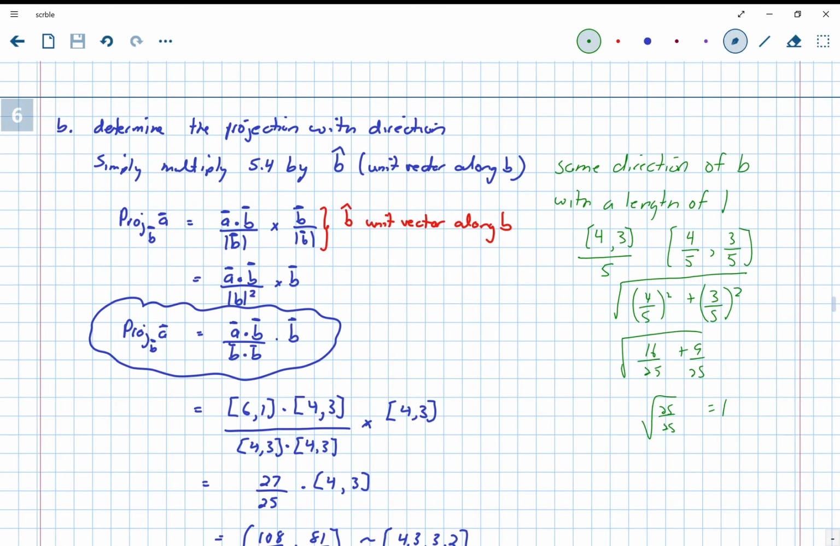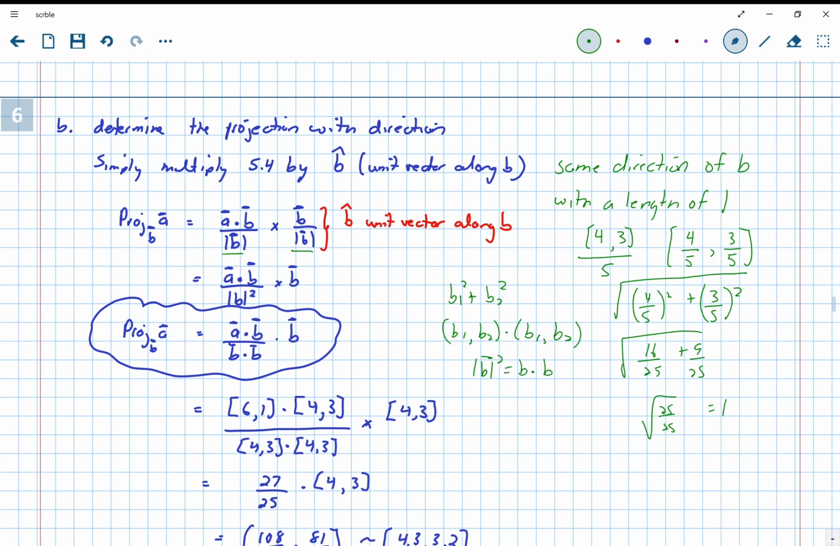We have the magnitude of b and the magnitude of b here. Multiplying those together, we get the magnitude of b squared. And the magnitude of b squared is simply b1 squared plus b2 squared, and that's the same as saying b1, b2 dot b1, b2. So the magnitude of b squared is simply b dot b.